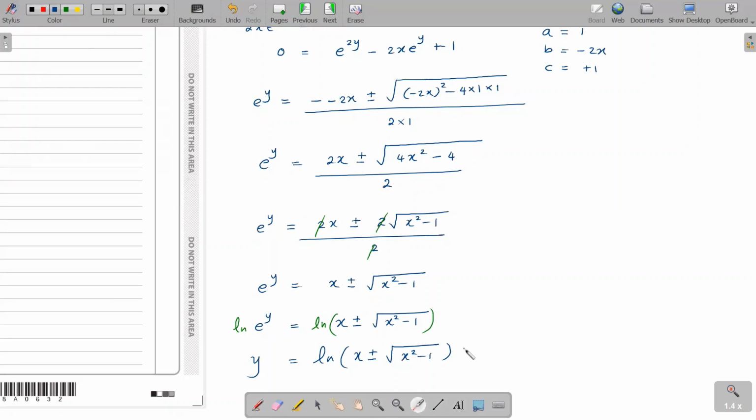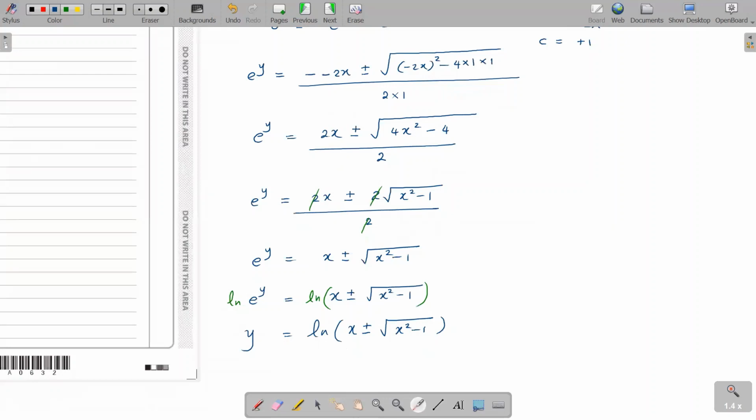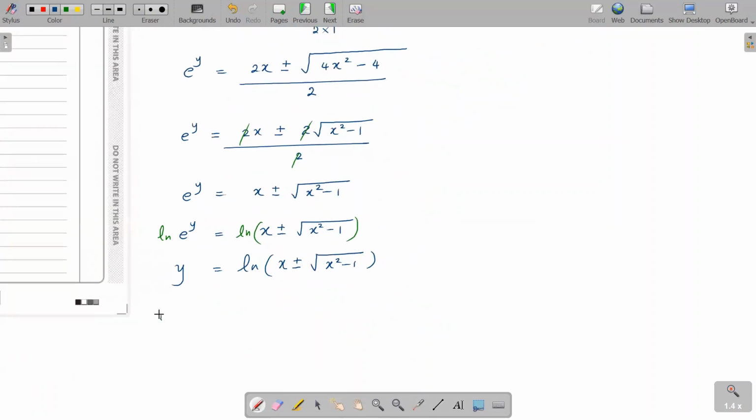So now you have to give your final phrase here of how you are going to choose between ln(x minus root x² minus 1) and ln(x plus root x² minus 1). Okay, so how do we choose? You have two options: y equals ln(x plus root x² minus 1), or y equals ln(x minus root x² minus 1). Okay, how do you defend your answer? How do you eliminate one answer and defend the other?